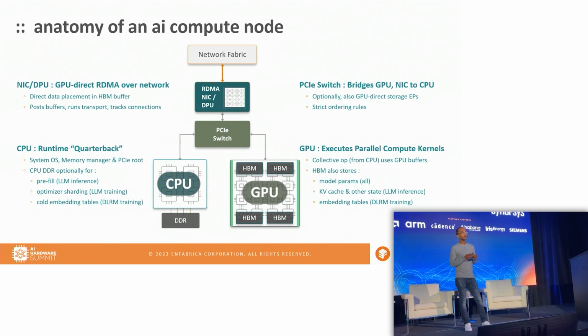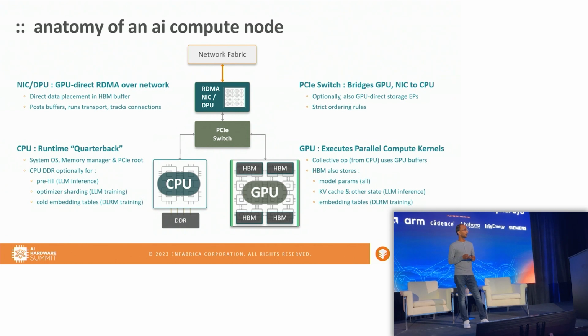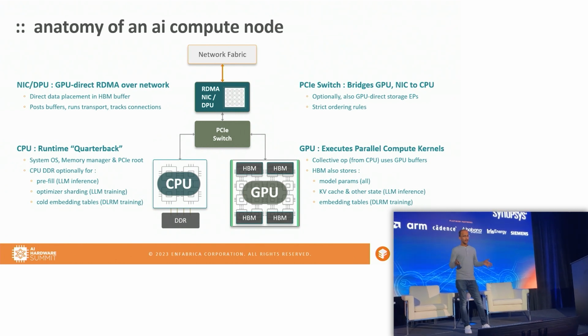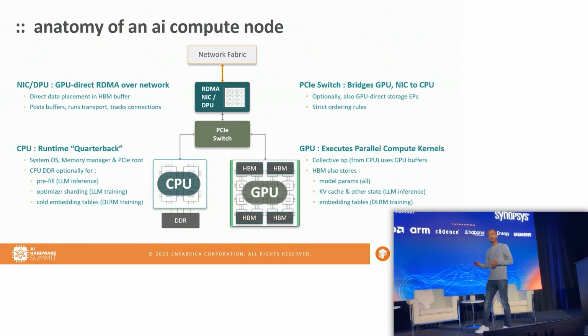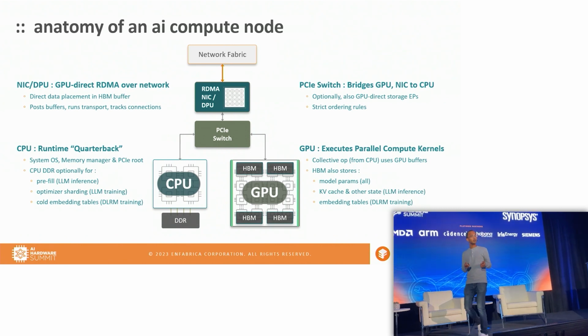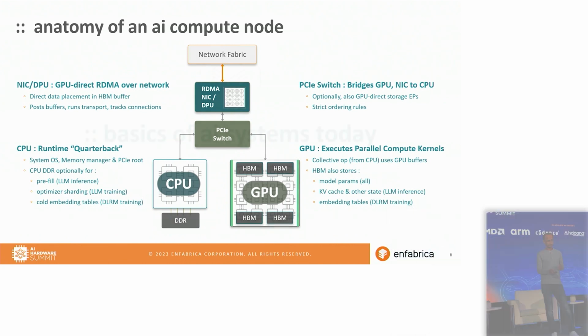That communication has some very strict ordering rules between the CPU, which is acting as the root, and the GPU and the NIC. The net of this slide is to show that there's a very highly choreographed communication that happens between devices at the hardware level in order to make a system operate in terms of moving data.